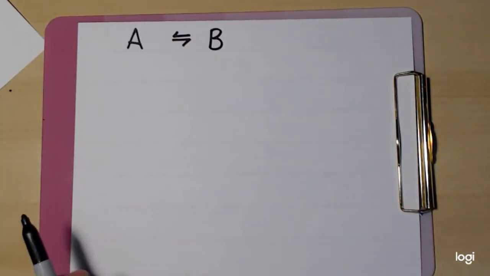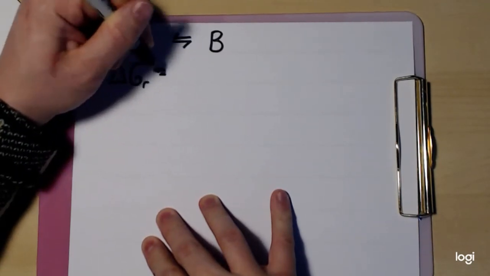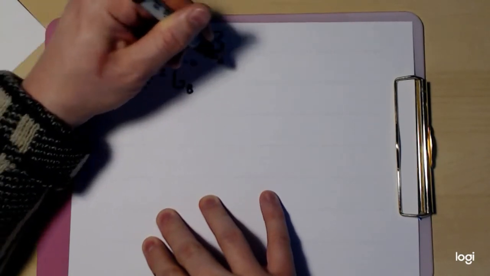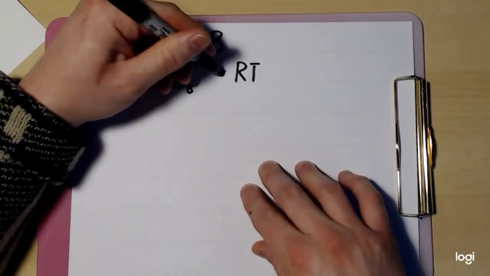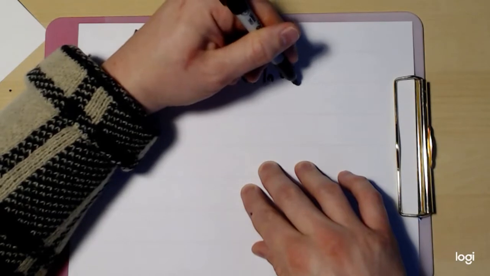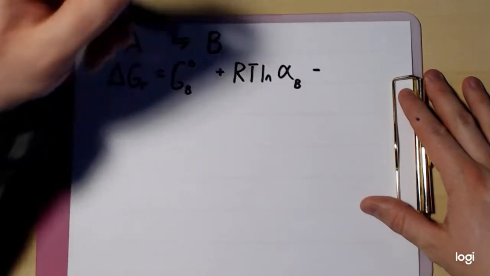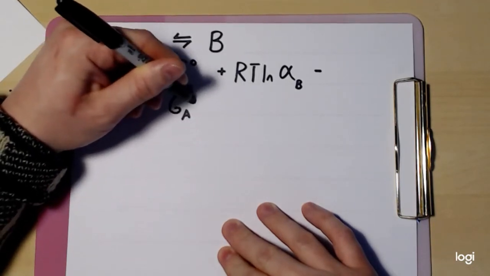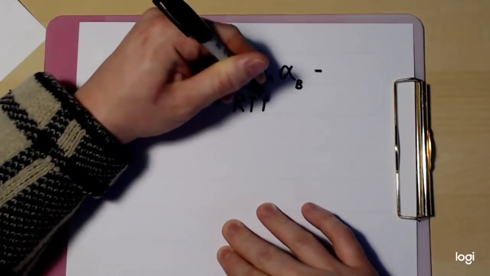Now, we said that the Gibbs free energy of reaction for this reaction, delta G sub R, is equal to the standard Gibbs free energy of the product B plus the ideal gas constant times the temperature of the system times the log activity of B. So that's the free energy of the products minus free energy of the reactants: the standard Gibbs free energy of A plus, again, the ideal gas constant times temperature times the log activity of A.